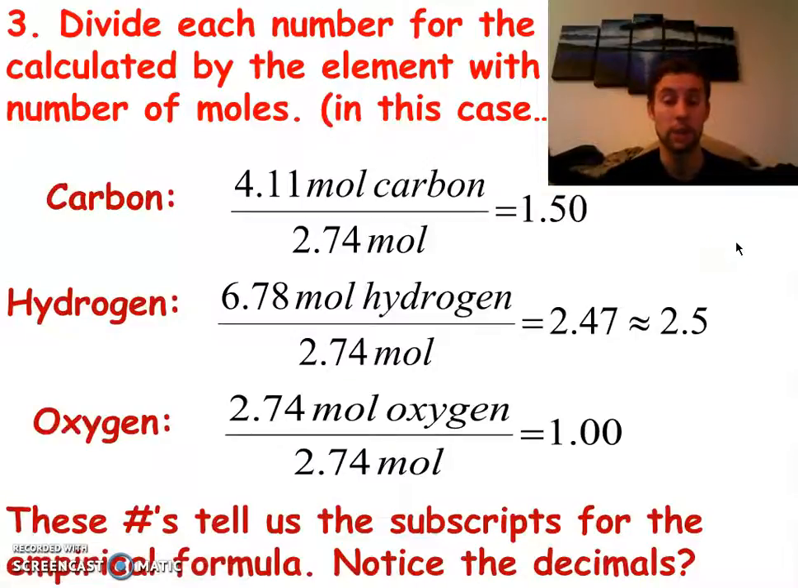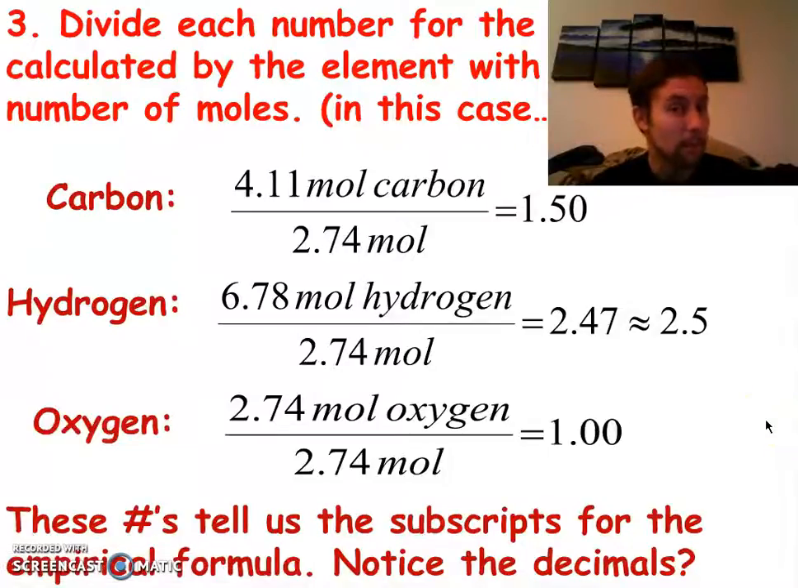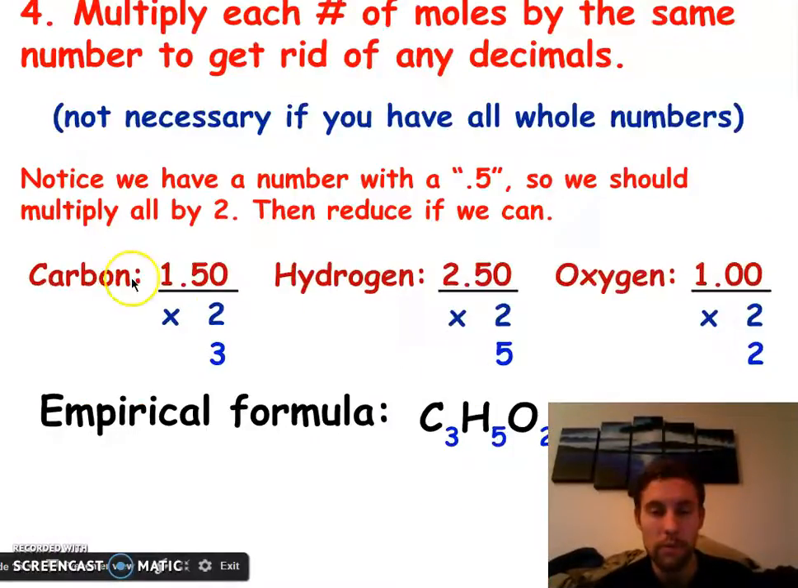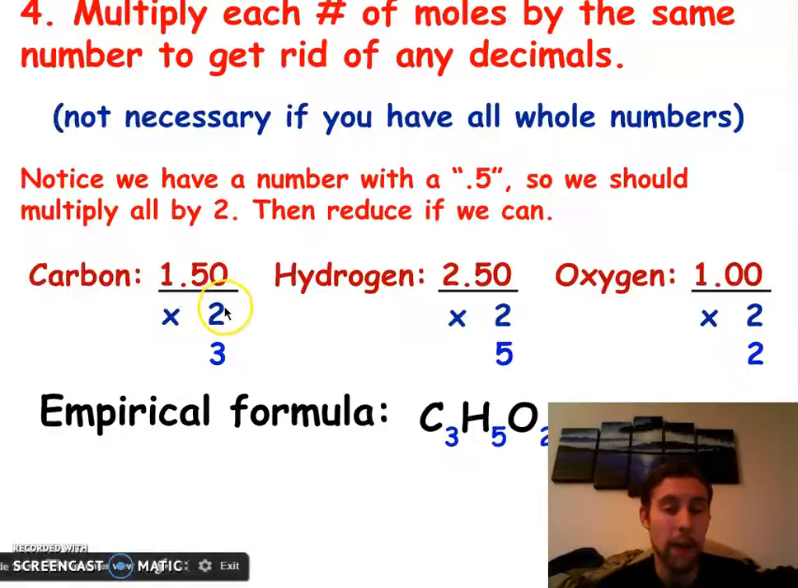These numbers tell us the subscripts for the empirical formula, so the little numbers next to the atoms. Notice those decimals, 1.5, 2.5. Can you have half of an atom? I've got 2.5 atoms. No, atom literally means indivisible. You can't break apart an atom. So we've got to fix that. If we've got 1.5 carbons, 2.5 hydrogens, to get rid of that half, we have to multiply them by something. So 1/2 is 1 over 2. If you multiply by 2, you can then make that half go away. So 1.5 times 2 gets us 3. 2.5 times 2 gets us 5.